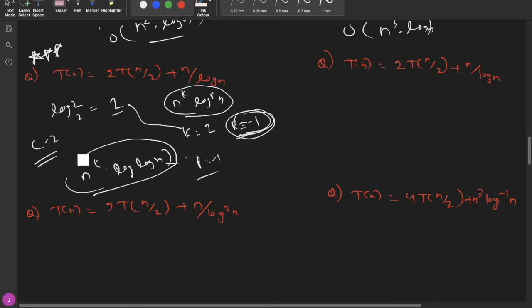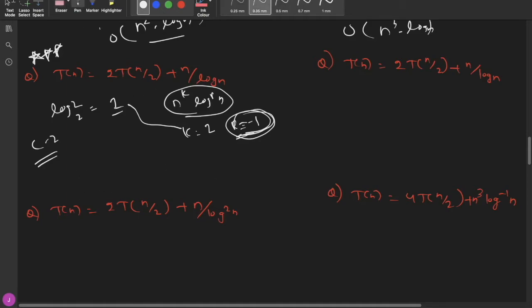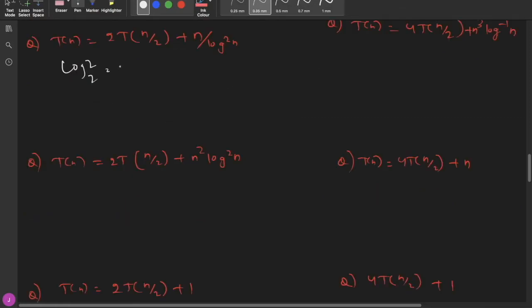If p is -1 in case 2, then at that point we have to multiply log n with the n value. So what will be the answer? N into log n. Log a base b value we first have to check, and the k value we have to check. The k value is 1 because the power of n is 1. So the k value is 1 and the log a base b value is 1. So both are equal.